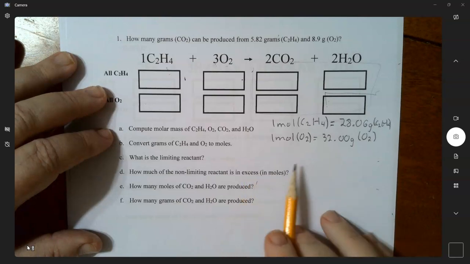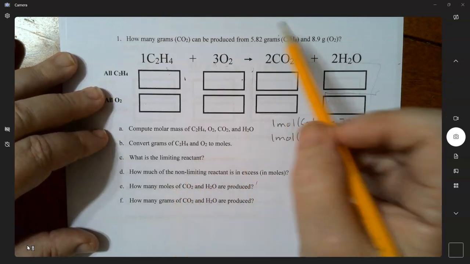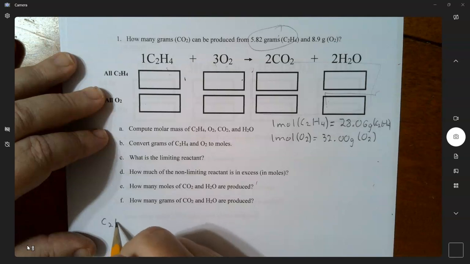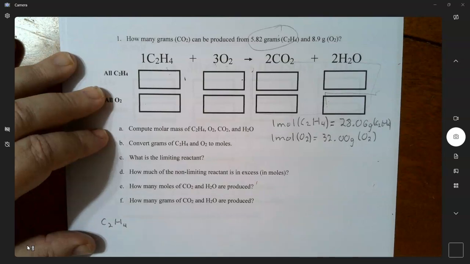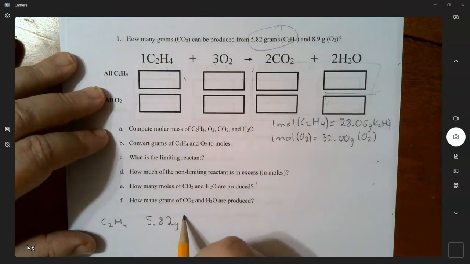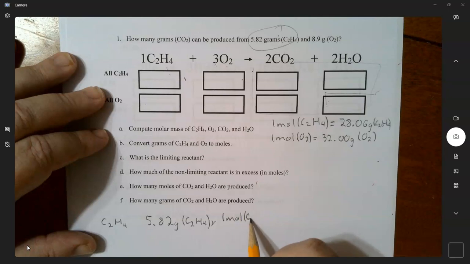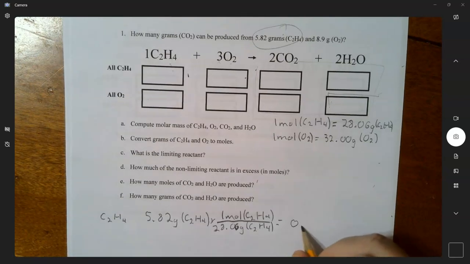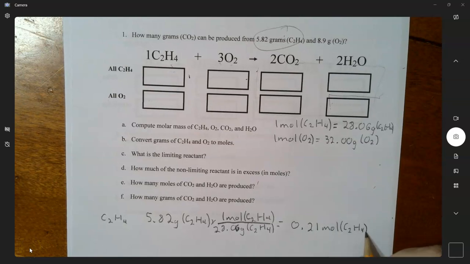Okay, so we're going to come over here. We need to figure out how many moles. So we have 5.82 grams of C2H4. I highly recommend that you label which one when you're doing reactants or empirical formulas. Okay, so here's the C2H4. I'm going to write it here. Okay, and that gives us 0.21 moles of C2H4. Next we do oxygen, O2.